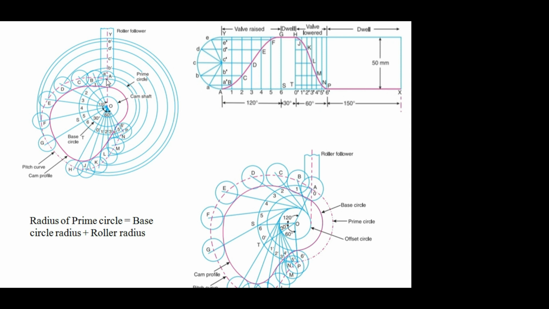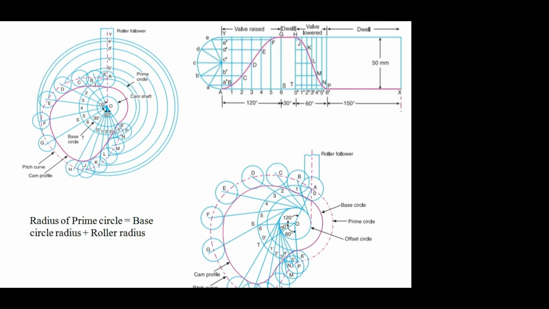Okay, listen carefully. What is the center A? It is the position of the center of roller when the follower is at its lowest position. When the follower is at its lowest position, the center of that roller lies on the prime circle.